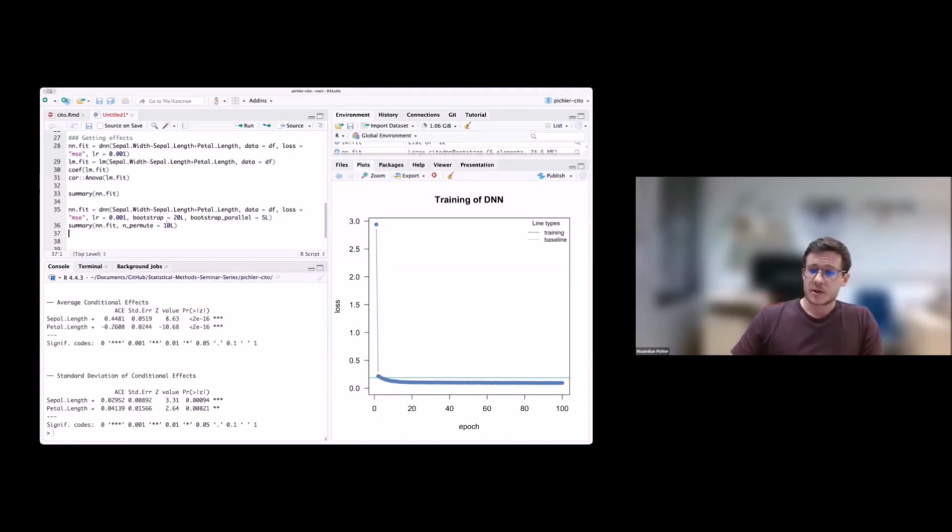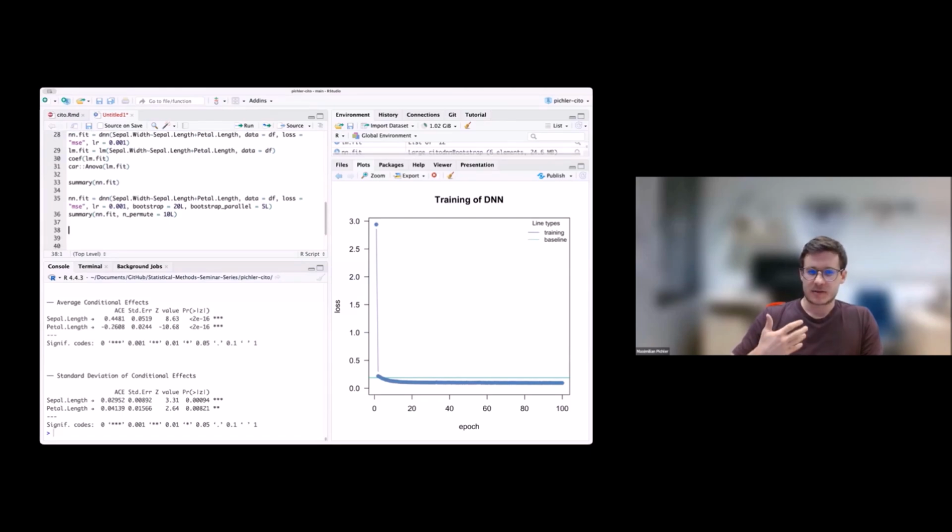The problem with these average conditional effects is that they are an approximation of linear effects. And if we have nonlinear effects, of course, they are kind of misleading. To get an understanding of the nonlinear effects, what we can do is use these ALE, which stands for accumulated local effects. And these ALEs are very similar to partial dependency plots.